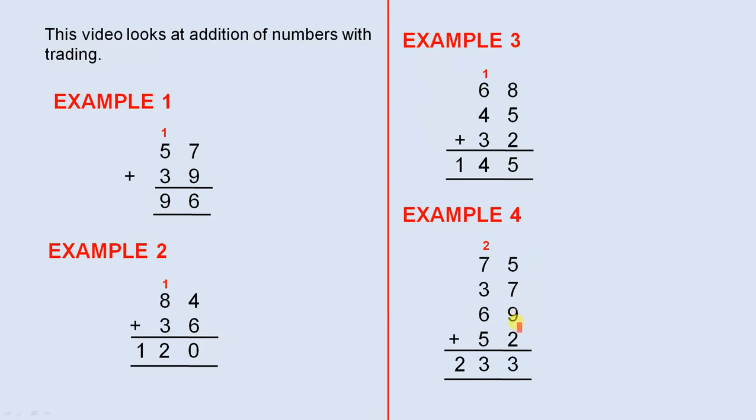Example 4, 2 plus 9 plus 7 plus 5 gives us 23. You put the 3 in the ones column and the 2 in the tens column. So that's actually two lots of 10. So 5 plus 6 plus 3 plus 7 plus 2 gives us 23, and the answer is 233.